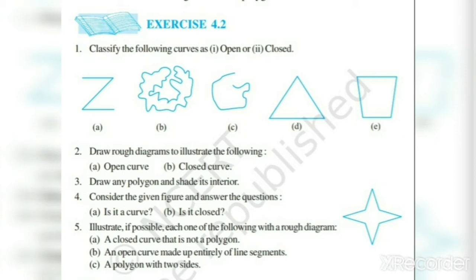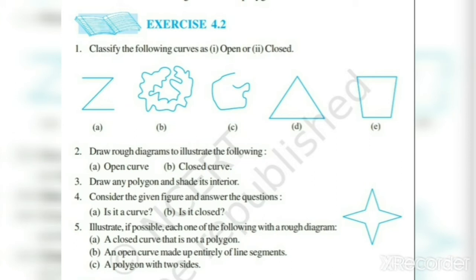Remember one thing, a curve is said to be closed if its ends are joined. If ends are joined, it is closed curve. If ends are not joined, it is open curve. Question 2 is draw rough diagrams to illustrate the following. Here you have to draw one example of open curve and another for closed curve.